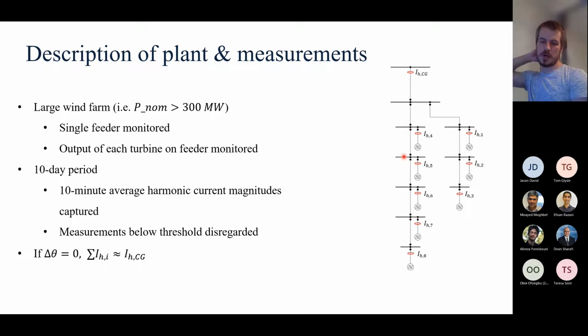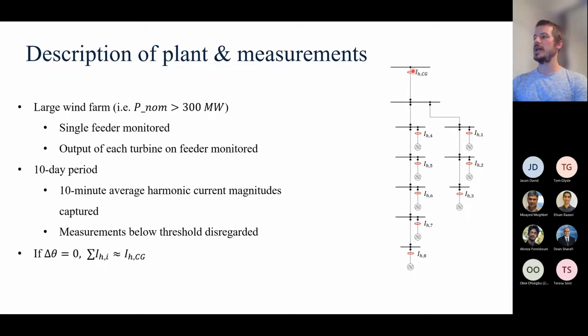So we looked at a plant for which we had quite a substantial amount of data. The graph on the right-hand side of the slide is a single feeder of a multi-feeder generator. It's a large wind farm, I think roughly 320 to 350 megawatts, I can't quite remember. We had multiple collectors, multiple feeders, and each collector had a number of individual wind turbines connected directly to it. We had meters connected at the terminals of every single one of the generators on one of the feeders. There was a total of 8 individual wind turbine generators.